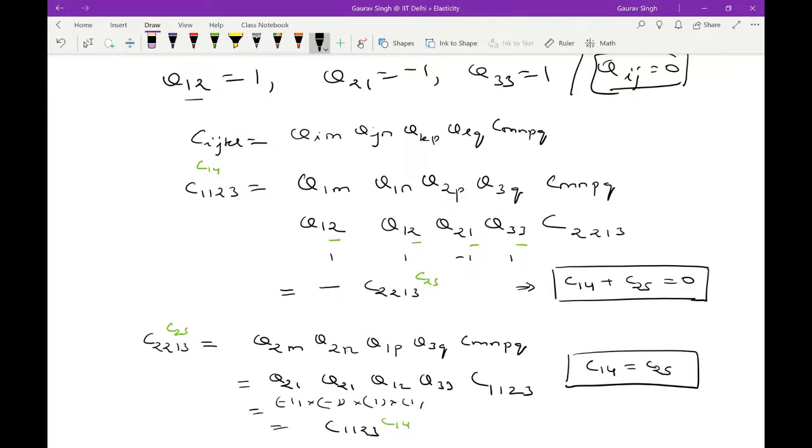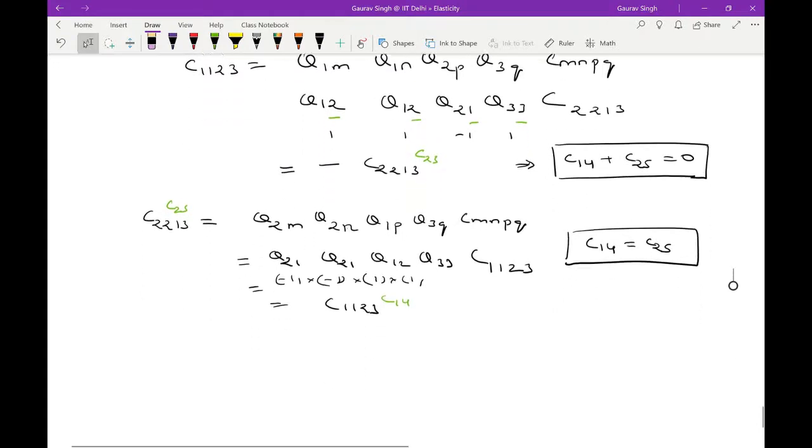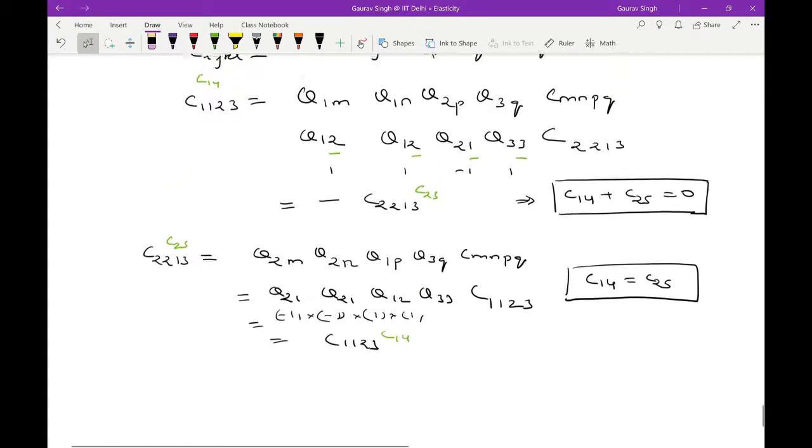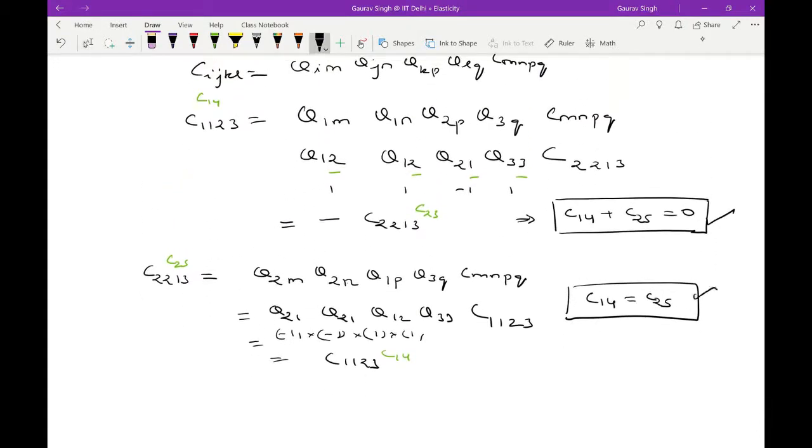Okay, now for both of them to be true, and because both of the transformation relations are correct, the only possibility is that C14 is equal to C25 is equal to 0. Okay.